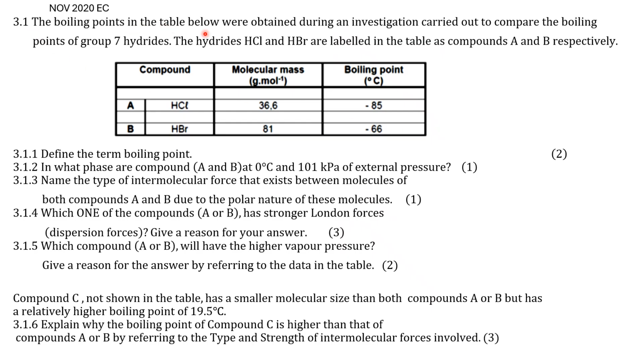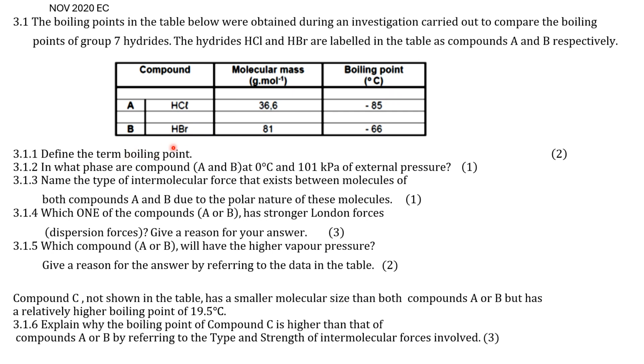The boiling points in the table below were obtained during an investigation carried out to compare the boiling points of group 7 hydrides. The hydrides HCl and HBr are labeled in the table as compounds A and B respectively. So HCl has a molecular mass of 36.5, HBr 81. So bigger molecular mass, higher boiling point. You should know minus 66 is bigger than minus 85.